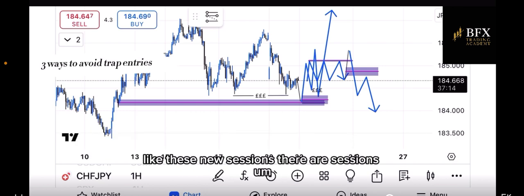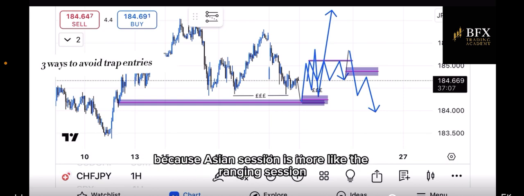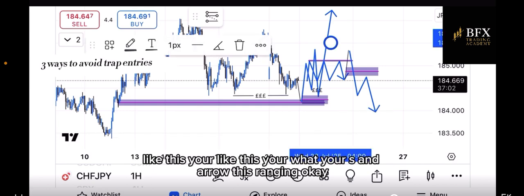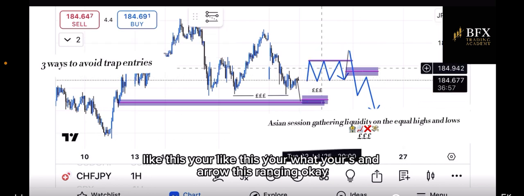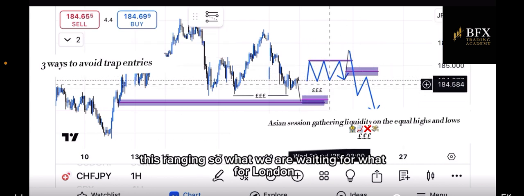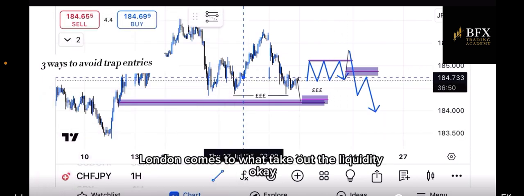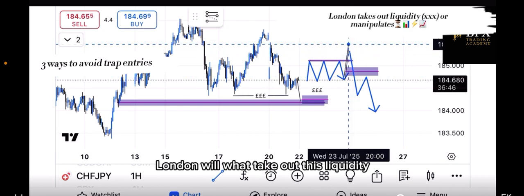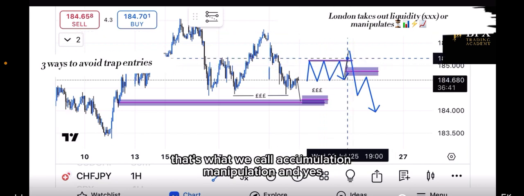Like these sessions, there are sessions we trade, right? We don't trade Asian session because Asian session is more like a ranging session. Like this your S and R. This is ranging. So we are waiting for London. London comes to take out the liquidity. London will take out this liquidity. That's what we call accumulation, manipulation.